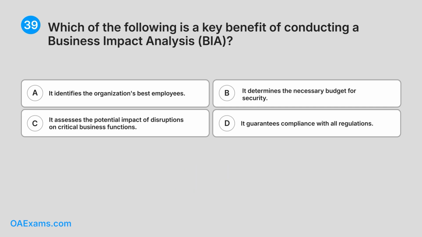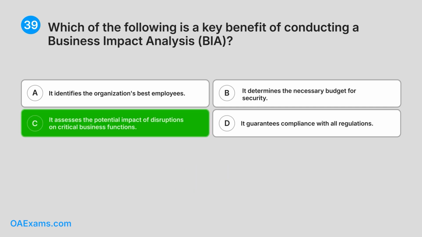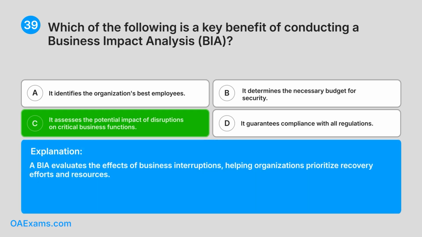Correct answer. C. It assesses the potential impact of disruptions on critical business functions. Explanation. A BIA evaluates the effects of business interruptions, helping organizations prioritize recovery efforts and resources.